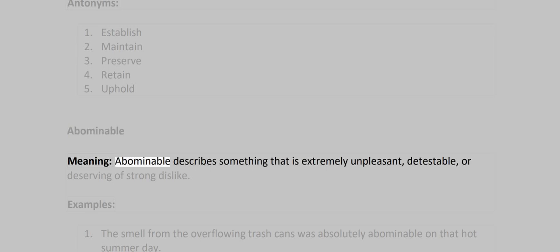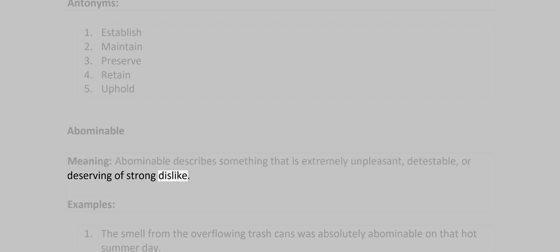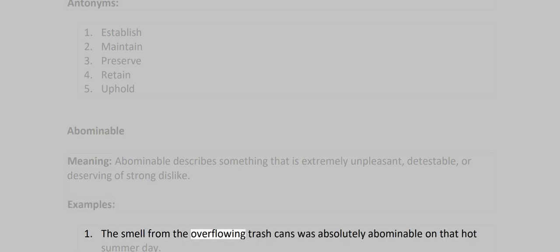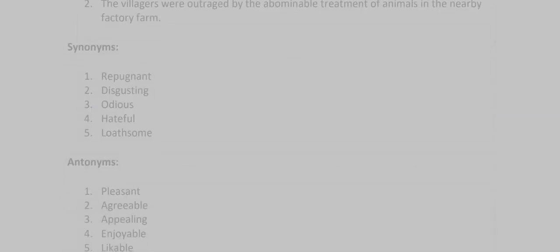Meaning: abominable describes something that is extremely unpleasant, detestable, or deserving of strong dislike. Examples: 1. The smell from the overflowing trash cans was absolutely abominable on that hot summer day. 2. The villagers were outraged by the abominable treatment of animals in the nearby factory farm.